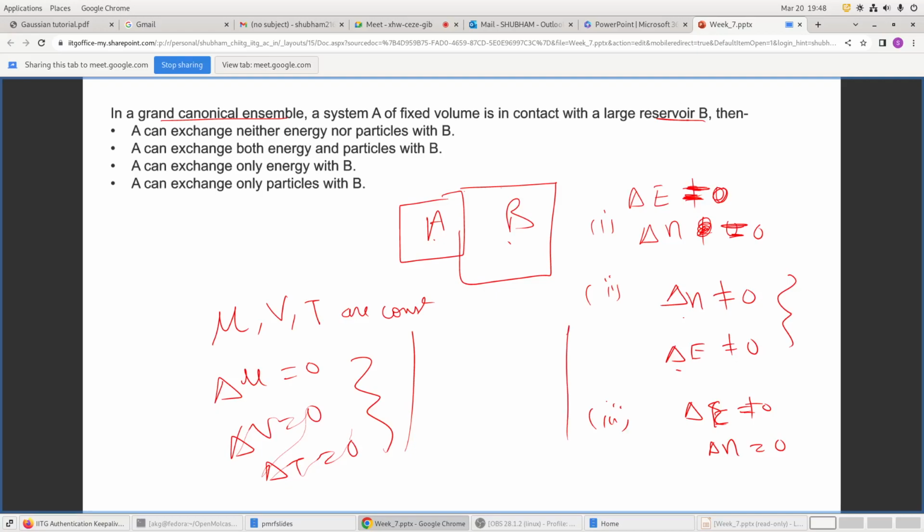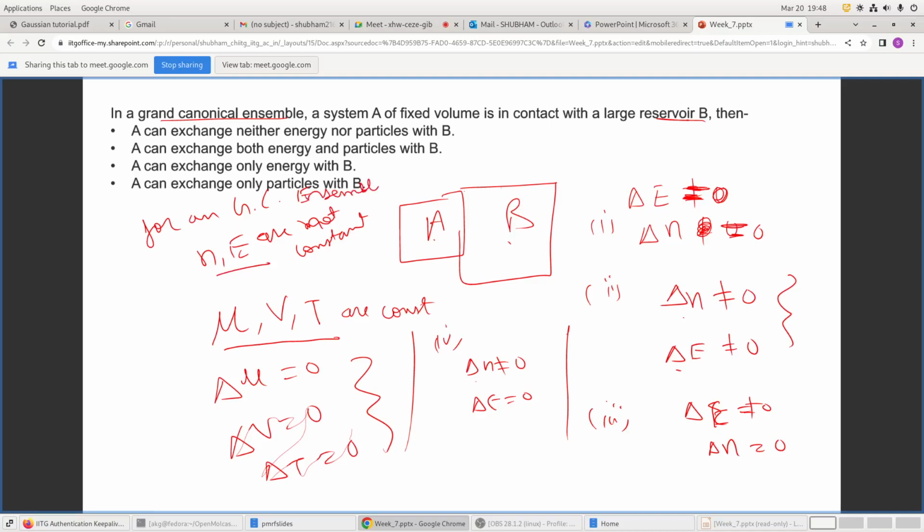And then in the fourth part, A can exchange only particles. So delta n is not equal to 0, delta E is equal to 0. But if we see here, only mu, v, t are constant. That means n and E are not constant. For a grand canonical ensemble, n and E are not constant. So n and E are not constant, that means this is the option.